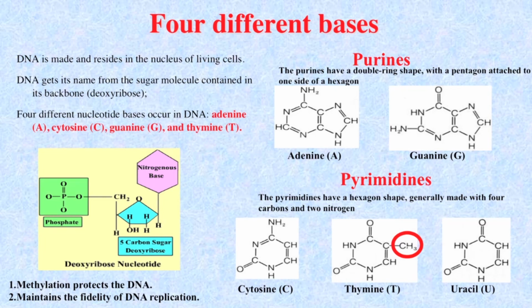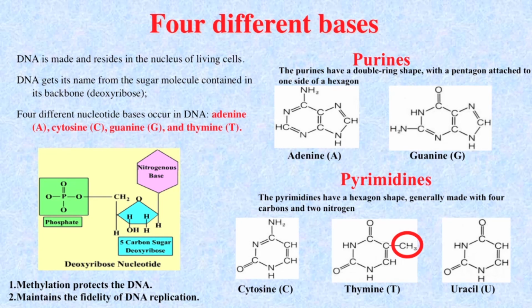There are 4 different bases. In the case of DNA, we have adenine, cytosine, guanine and thymine. If you look into these 4 bases, they are classified into 2 groups. One is called purines. It has a double ring shape. Here is one ring, and this is another ring, with a pentagon attached to one side of the hexagon. So, this is the hexagon and this is another pentagon attached to this hexagon.